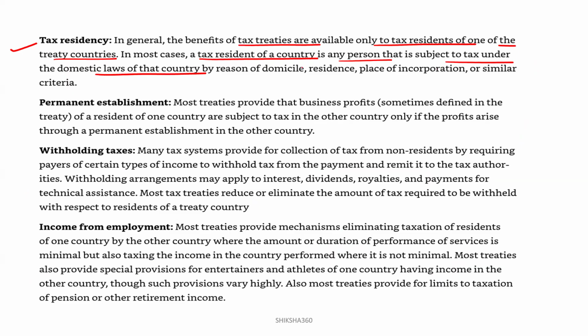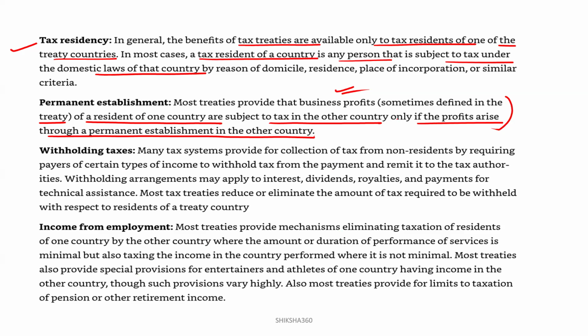Permanent establishment. Most treaties provide that business profits of a resident of one country are subject to tax in the other country only if the profit arises through a permanent establishment in the other country. Clear? It depends on where you are getting the profit. If you have an office in the other country, or are getting profit from the other country, then you are taxable in the other country, depending on the case or as per the guidelines. Okay, so that is tax residency and permanent establishment.